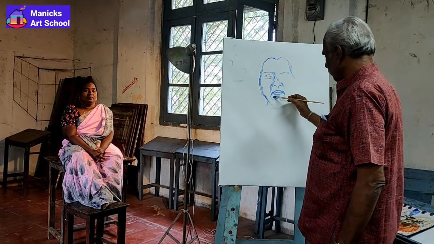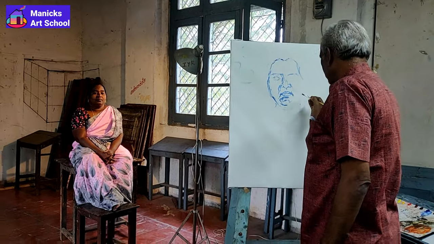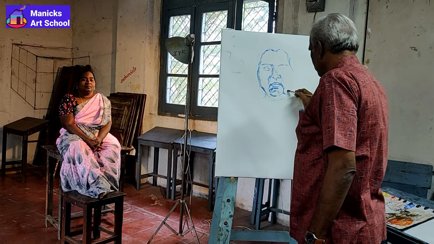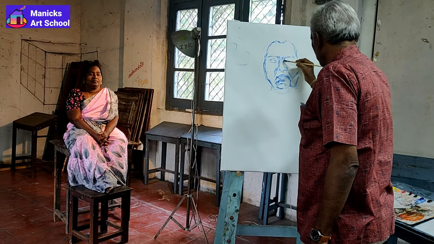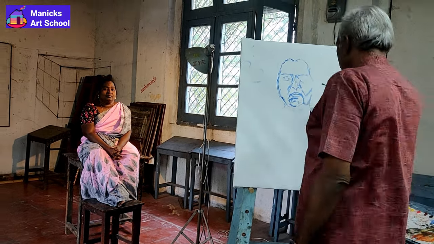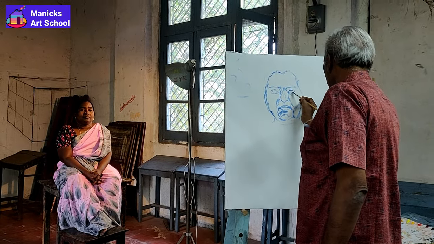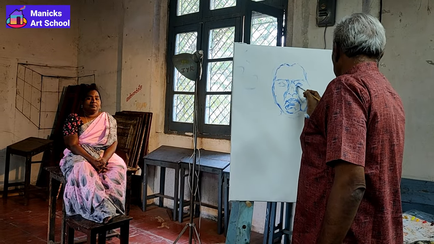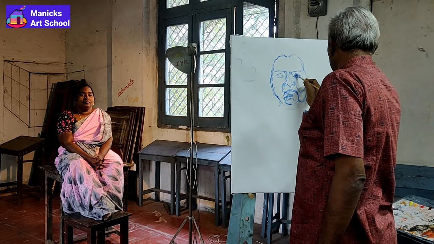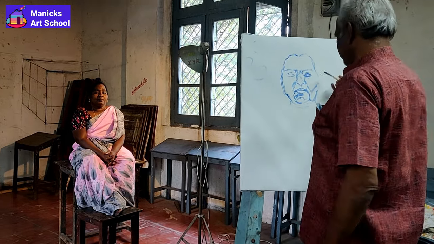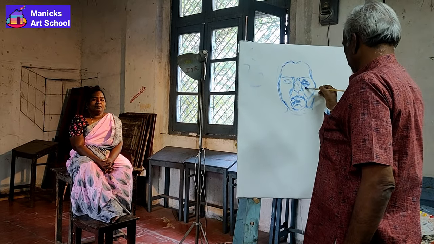The portrait is first started with an oil sketch. I have used the blue, or the cobalt blue, oil color to sketch the portrait. First, the portrait should be kept in a good lighting, and they have arranged the proper lighting, and an artificial light has also been used to highlight the model's face. The model is in a dark complexion, which I chose to paint.